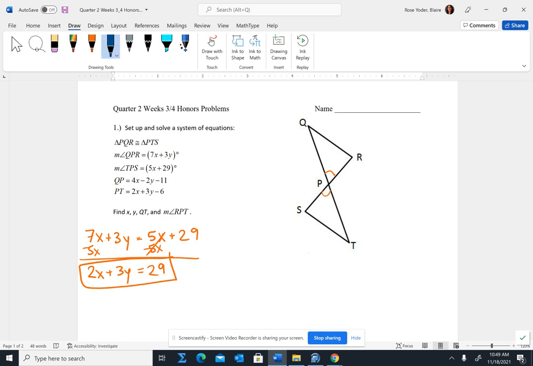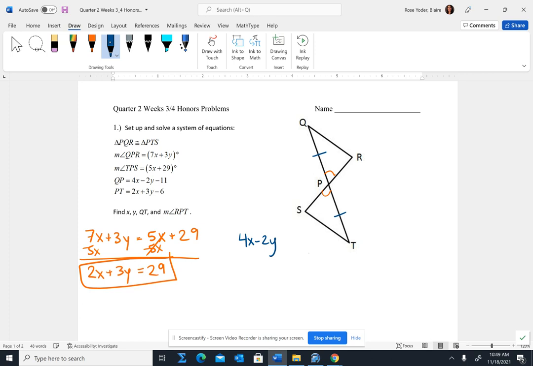The other expressions that we were given were for segments QP and PT. I'm going to check the names of the triangles and make sure that those segments are corresponding segments from those congruent triangles, and they are. The first two letters are PQ and PT. So those two segments do correspond with each other. So I can set those expressions equal to each other as well.